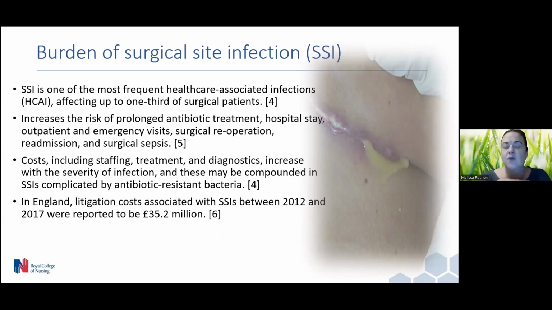And for the patient, of course, they're associated with an impact on quality of life, pain and suffering, and can be really devastating for patients and their families. And they can result in litigation. I think there was a 5-year look back by NHS Resolution and found that SSIs were associated with sort of 35 million pounds worth of litigation. So for all of these reasons, it's really important to reduce the risk of SSIs.